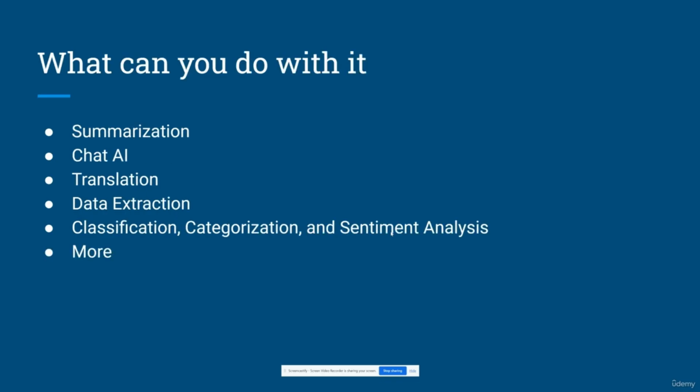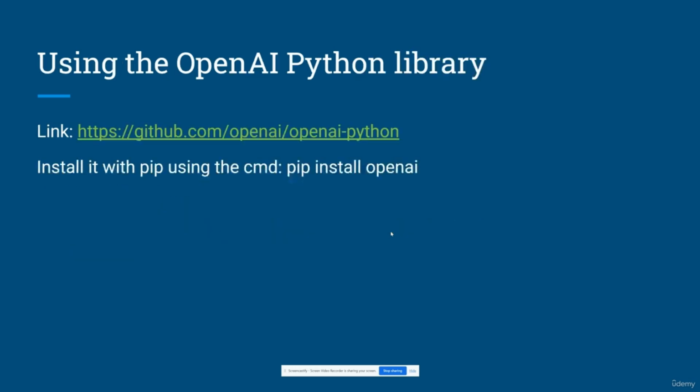So what can you do with it? You can summarize, you can create chat AIs, you can do translation, you can do data extraction or classification, categorization, and sentiment analysis, which I consider all in the same category, and many more things. There are many things that you could experiment with and see what the AI ends up coming up with.